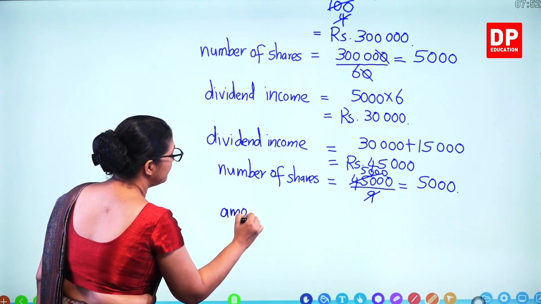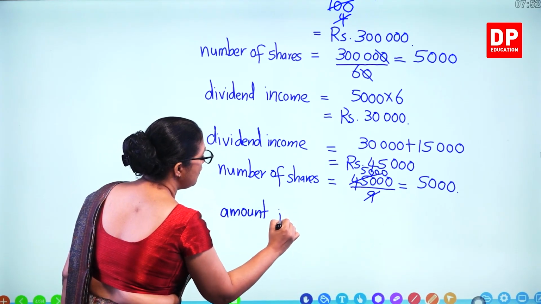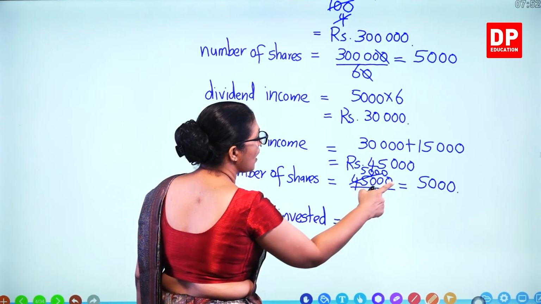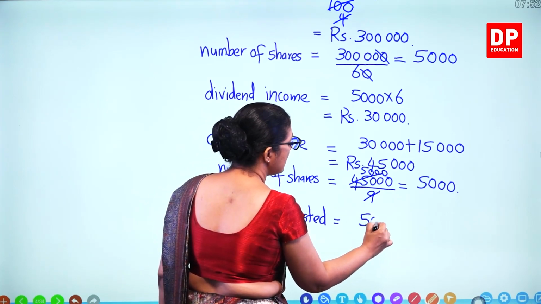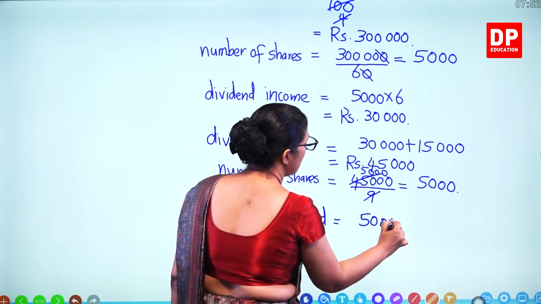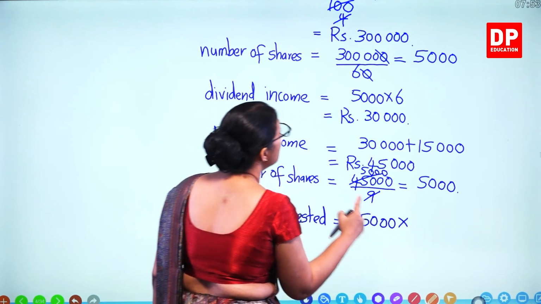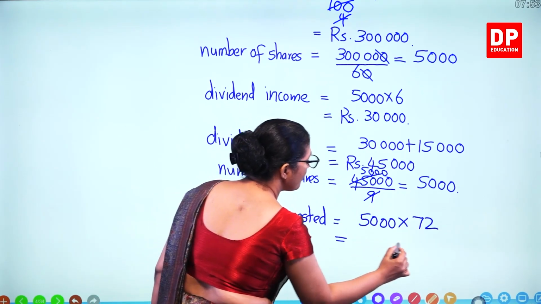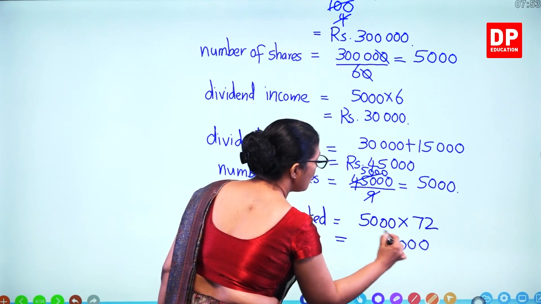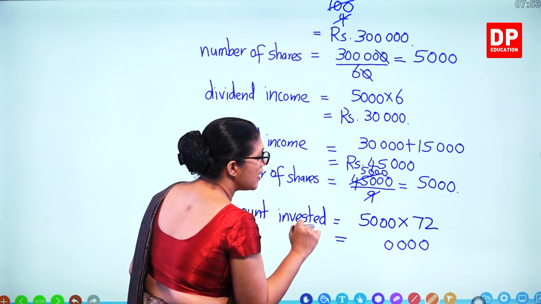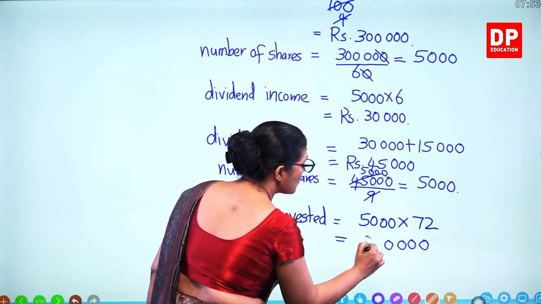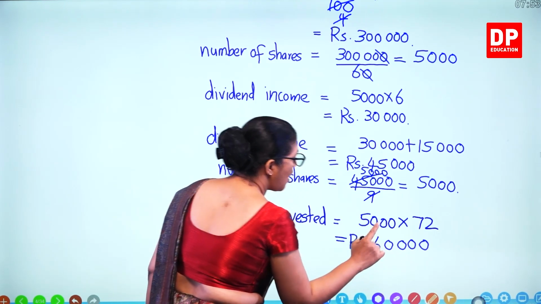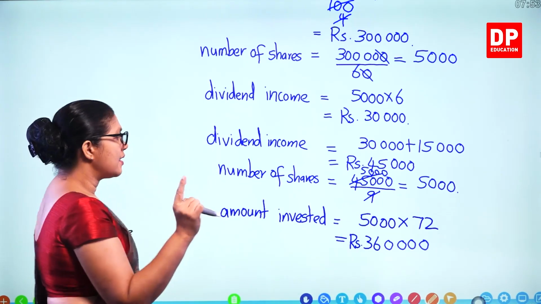Amount invested: 5,000 into 72. 5 times 2 is 10, and 5 times 7 is 35, plus 1, 36. That's 360,000. Now he spent that for the second company.